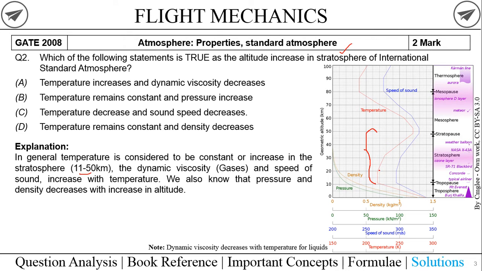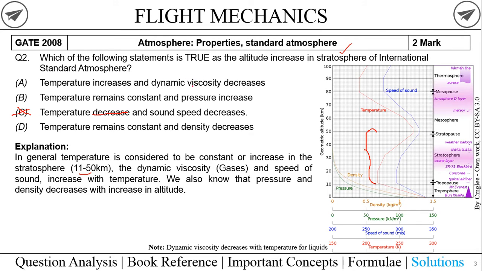So any option which mentions the temperature decreases with increase in altitude in the stratosphere is wrong. So of all these four options, option C says that temperature decreases with increase in altitude. So this option must be wrong. Similarly, when we look at the other options, as we mentioned, the temperature either increases or remains constant with increase in altitude in the stratosphere. Okay, now, these three options are similar, and now we have to consider the other parameters.